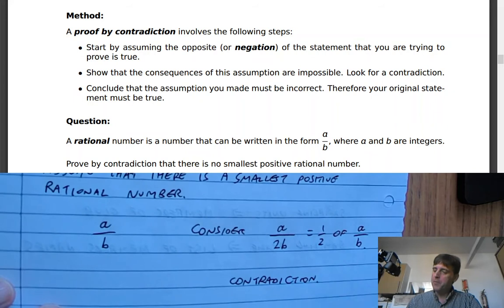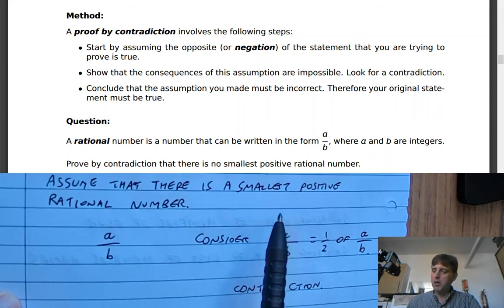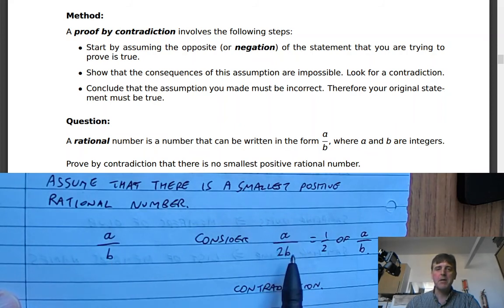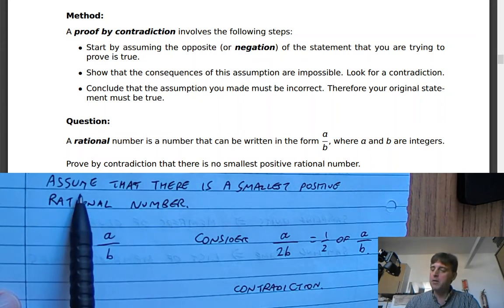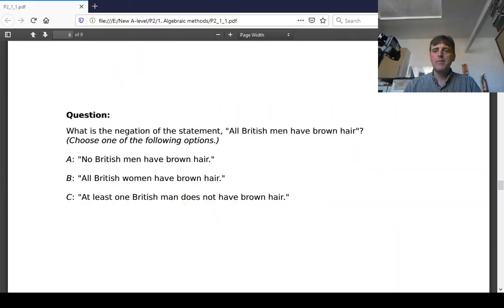We assumed that there was a smallest positive rational number here. We assumed that that number was a over b, but then we found a smaller number. There's our contradiction. So our only sensible logical conclusion must be that the assumption that we made here is incorrect and there is no smallest positive rational number. Okay, hopefully it's all making sense and you're understanding the logic of how a proof by contradiction works.